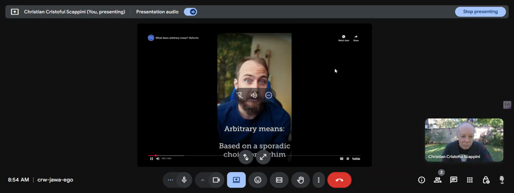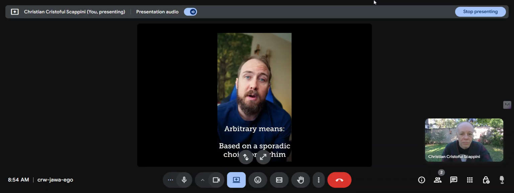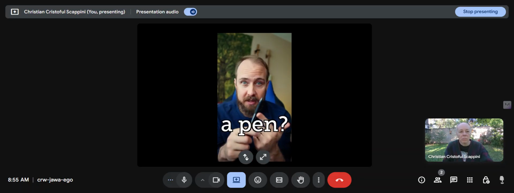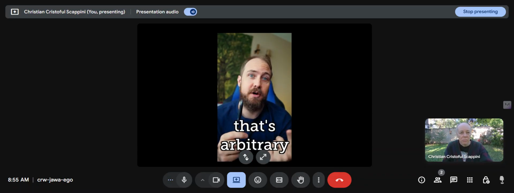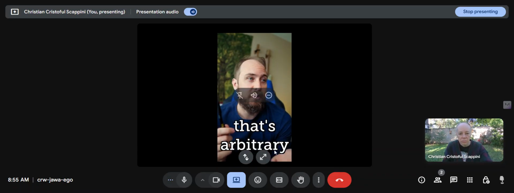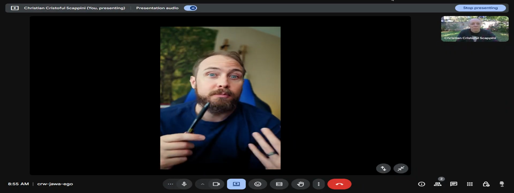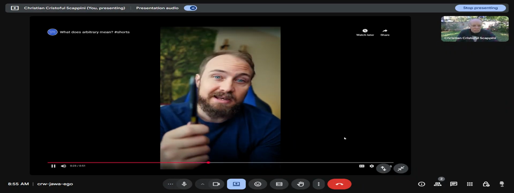Arbitrary means based on a sporadic choice or a whim compared to a system or a logical reason. In English, we call this a pen, but that name is arbitrary. We might as well just call it a floop or a squoggle. There's no innate penness about this object. It's just what we've arbitrarily decided to call it in English.